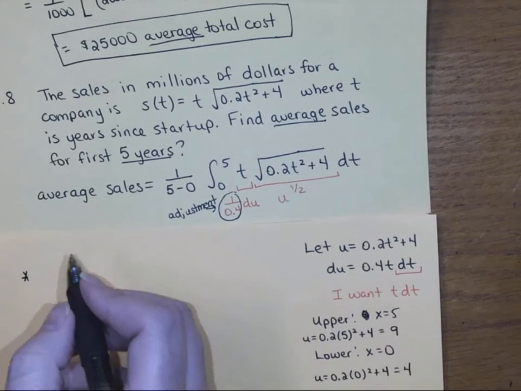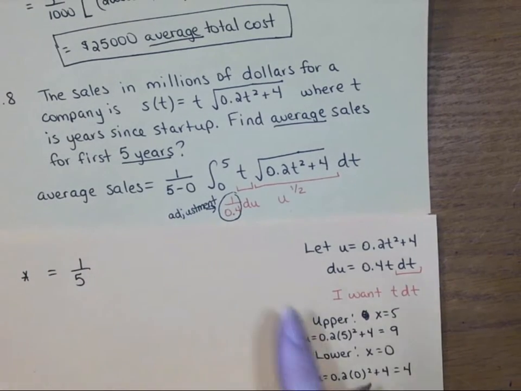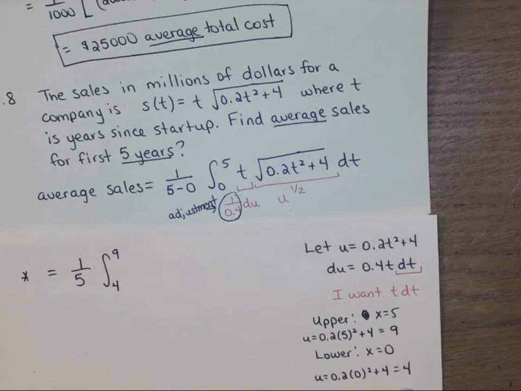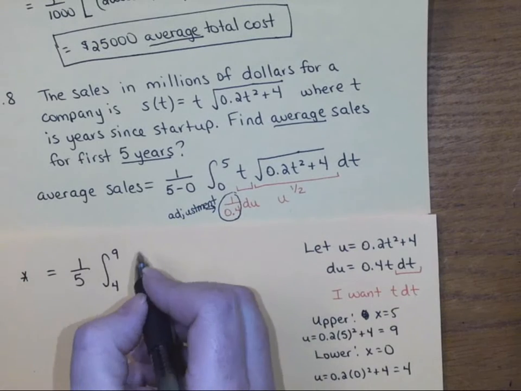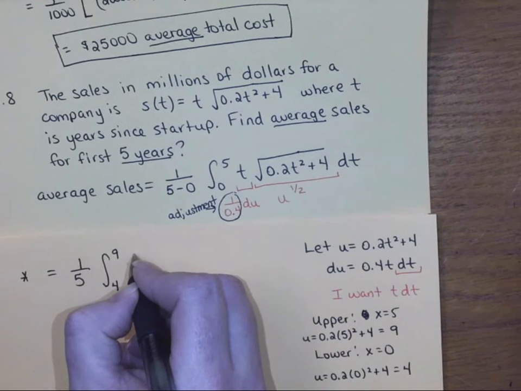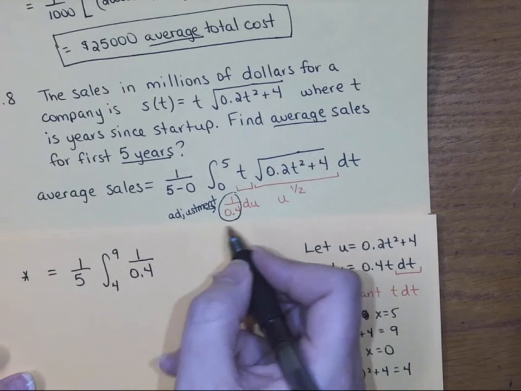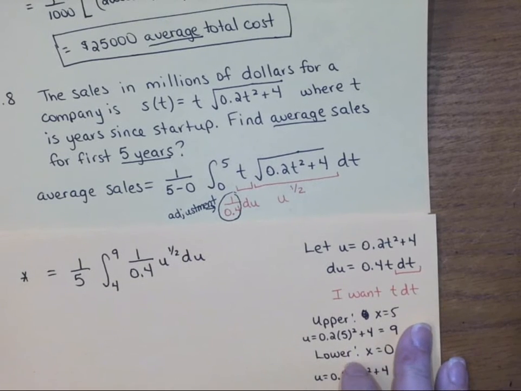Alright, so let's see if we can get this right. The new equation is going to be 1 over 5, because that comes from here. But now we're going from 4 to 9, because I changed my limits. And then I've got 1 over 0.4. You could write it as 1 divided by 0.4, or as 2.5, but let's just leave it as 1 over 0.4. It's not the end of the world for that to be there. And then I have u to the 1/2 du.